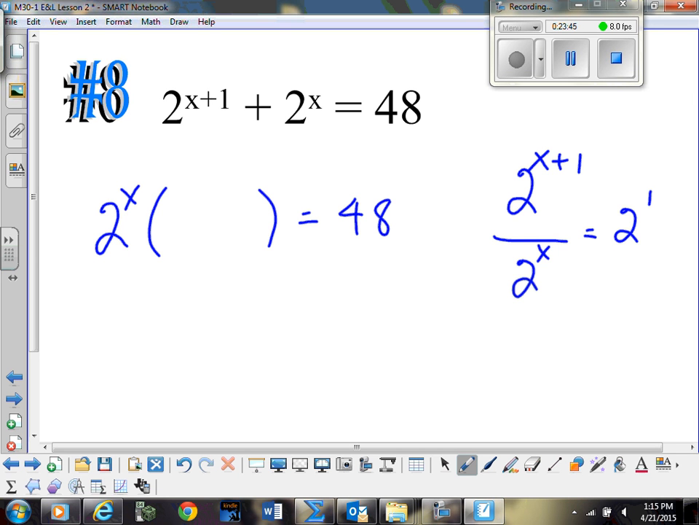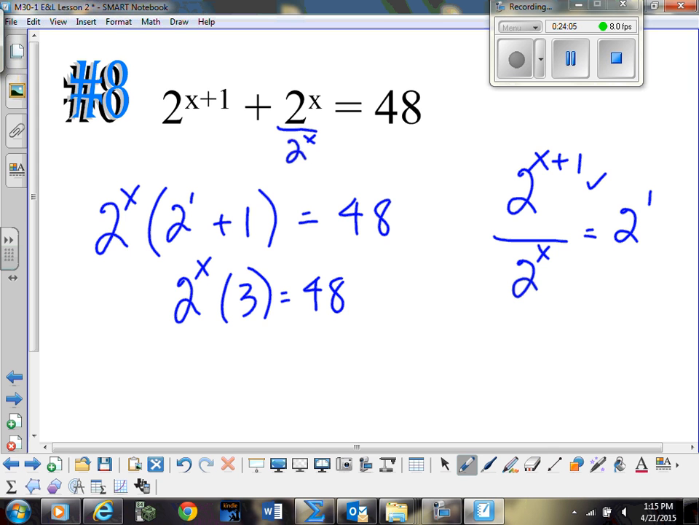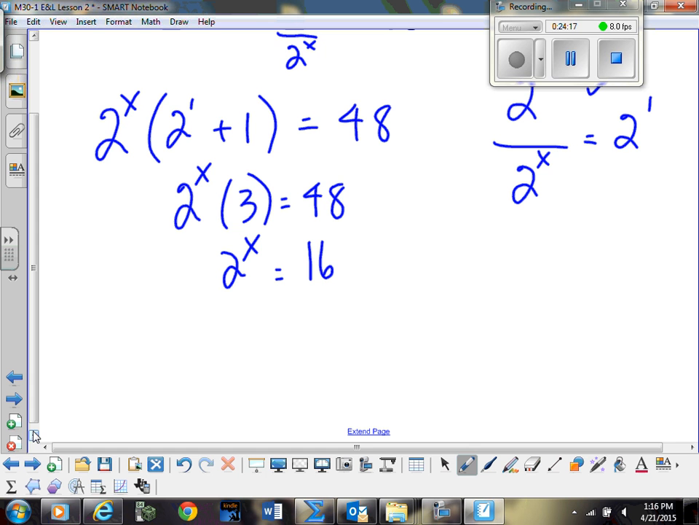So when I divide 2 to the x plus 1, right here, when I divide that by 2 to the x, I get 2 to the 1. When I divide 2 to the x by itself, that's 1. So what I have here is 2 to the x times 3 equals 48. Divided by 3, and 2 to the power of what is 16. You might be able to see it by now. If not, we can change them to the same base. 2 to the 2 is 4, 2 to the 3 is 8, 2 to the 4 is 16. X is equal to 4.